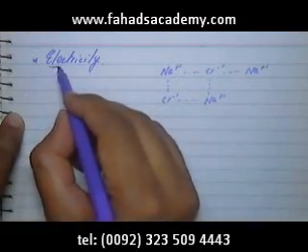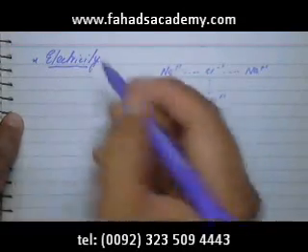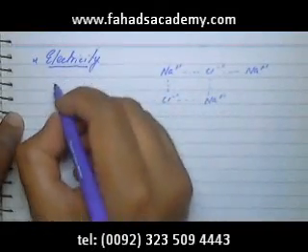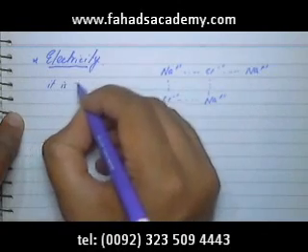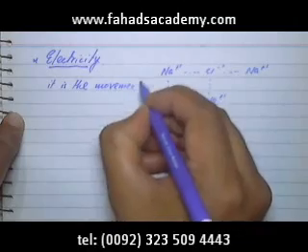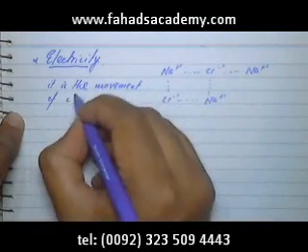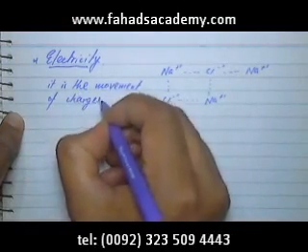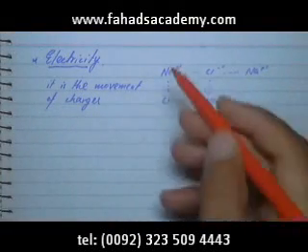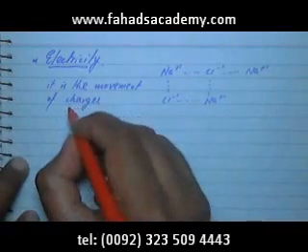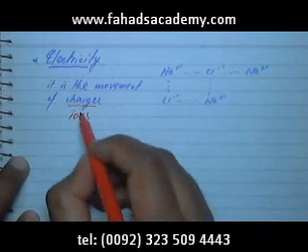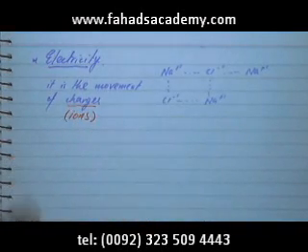Now, the first thing is we need to define what electricity is. A very rough definition of electricity is that it is the movement of charges. So electricity is the movement of charges. Now, do ionic compounds have charges? They do have charges, because they have ions, and ions are charged particles.